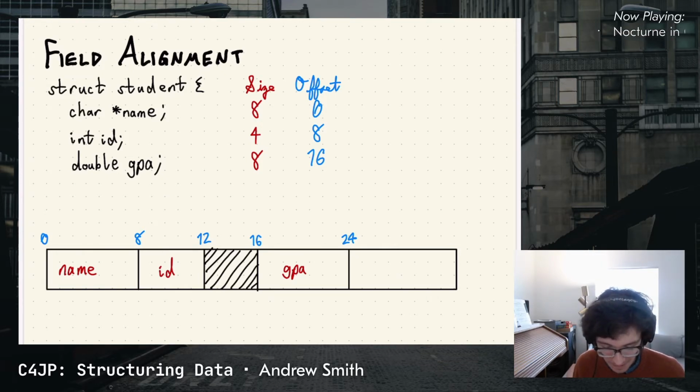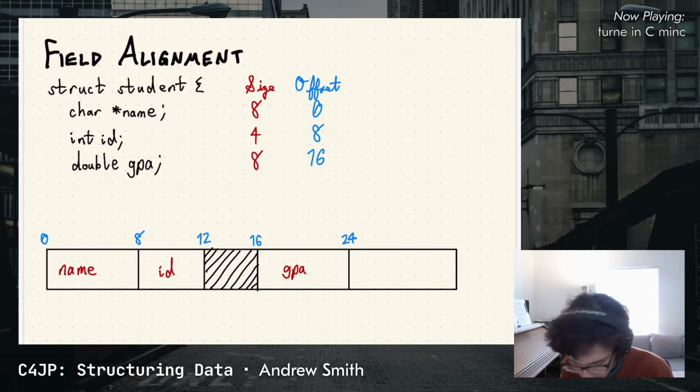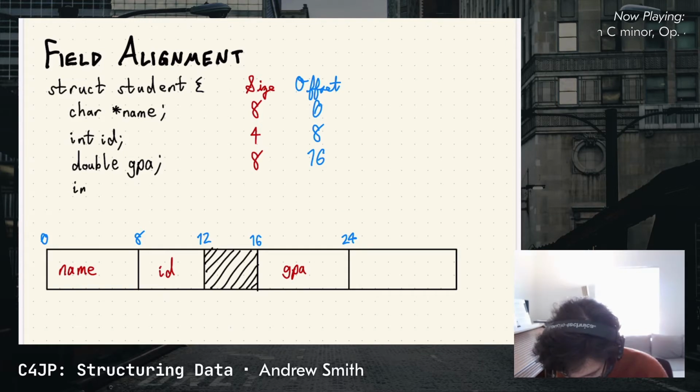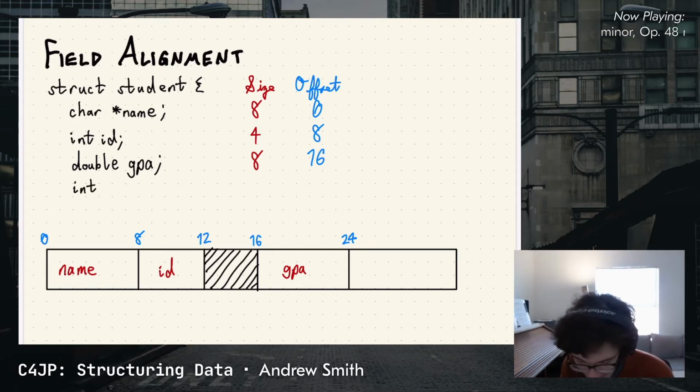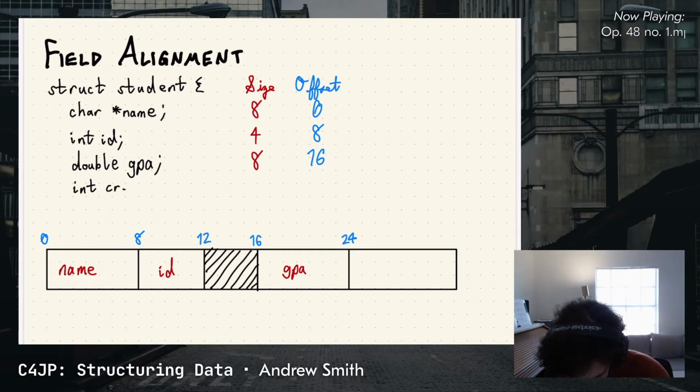And I'm going to go ahead and add one more field to this. I'm going to add another int, and this is just going to be int credit hours. We'll do our credit hours.